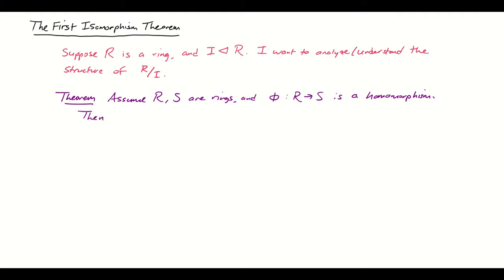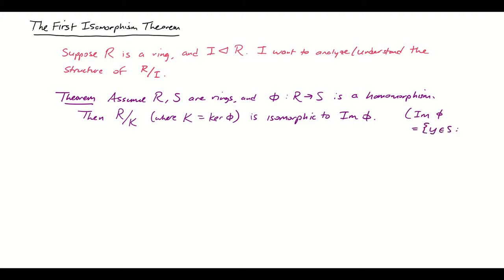Then the quotient ring R mod K, where K is the kernel of phi, is isomorphic to the image of phi. And just as a reminder, the image of phi is the set of all elements y of S such that y is equal to phi of x for some x in the domain. Okay, so in other words, the image of that function. All right, so R mod the kernel of the map is isomorphic to the image of the map. That's kind of a nice, elegant theorem, wouldn't you say?